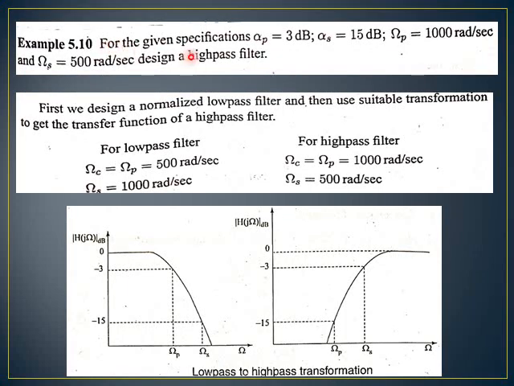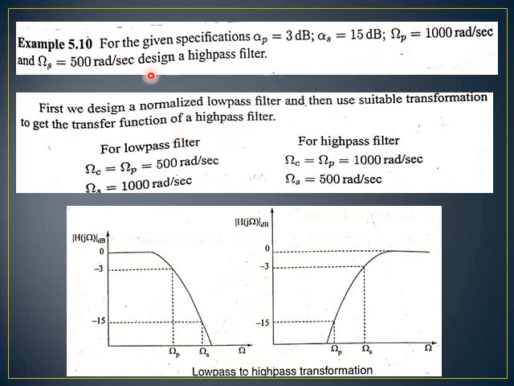For a given specification, alpha p is equal to 3 dB and alpha s is equal to 15 dB. Omega p is 1000 radians per second, omega s is 500 radians per second. Design a high pass filter. So before designing a high pass filter, first we design a normalized low pass filter, then use the suitable transformation to get the high pass filter.